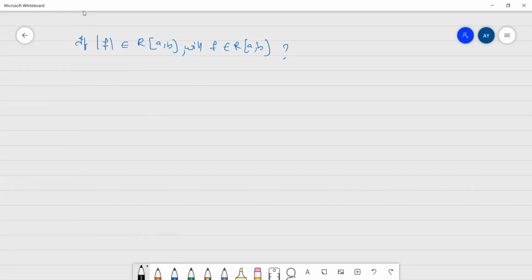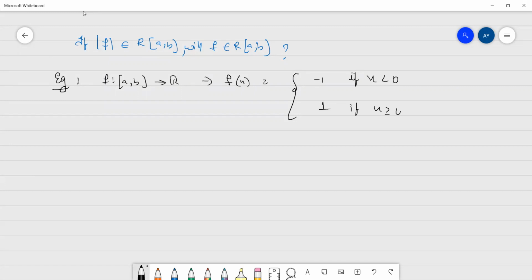For this, I want to give you an example. Let f be a mapping from [a, b] to ℝ, such that I'm defining f of x as -1 if x is less than 0, and 1 if x is greater than or equal to 0 on [a, b]. I'm just defining this f. So what will mod f be? Mod f of x is obviously 1. See, mod of -1 is 1 and mod of 1 is also 1. So mod f will be equal to 1.